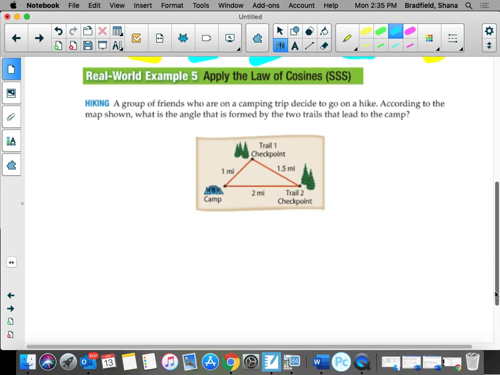All right, so I have in this example 5, apply the law of cosines. A group of friends who are on a camping trip decide to go on a hike. According to the map shown, what is the angle that is formed by the two trails that lead to the camp? What is the angle formed by the two trails that lead to the camp? So I want to know what this angle is right here.